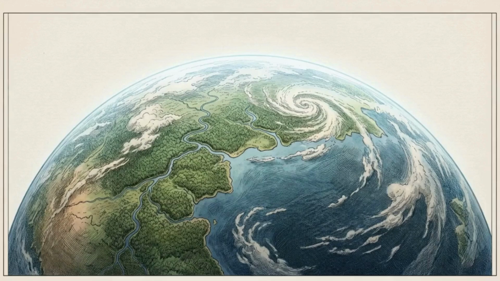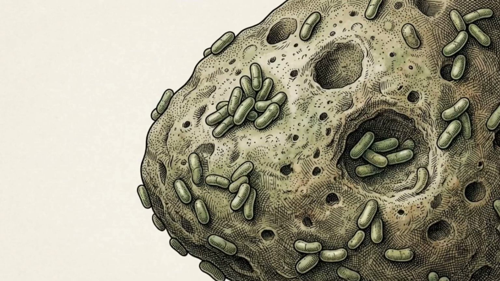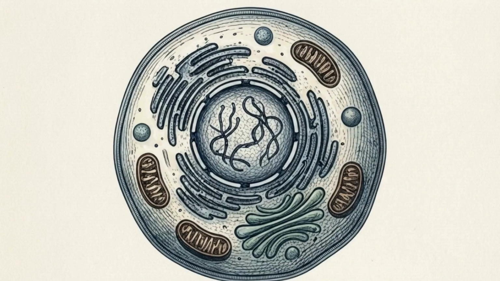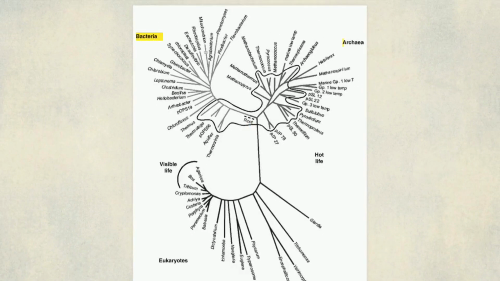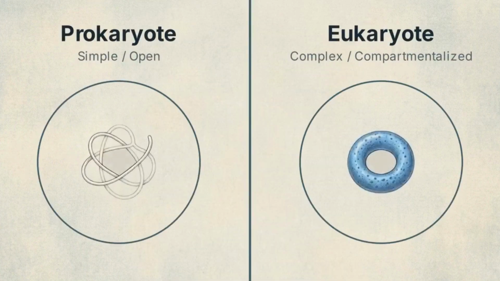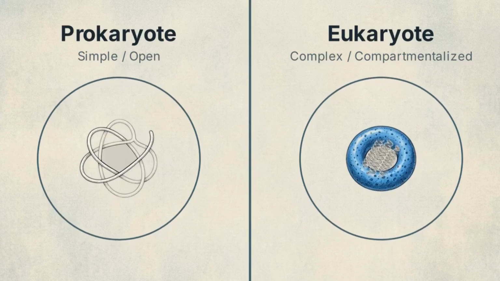Every living thing on Earth, from the bacteria in the soil to the blue whale, is built from the exact same unit, the cell. Tracing these cells back reveals a critical divergence. This phylogenetic tree shows life splitting from a common root into two categories. At the top, prokaryotes, like bacteria and archaea. At the bottom, eukaryotes, like plants, animals, and fungi. This physical division dictates exactly how biological systems operate and store their genetic data.